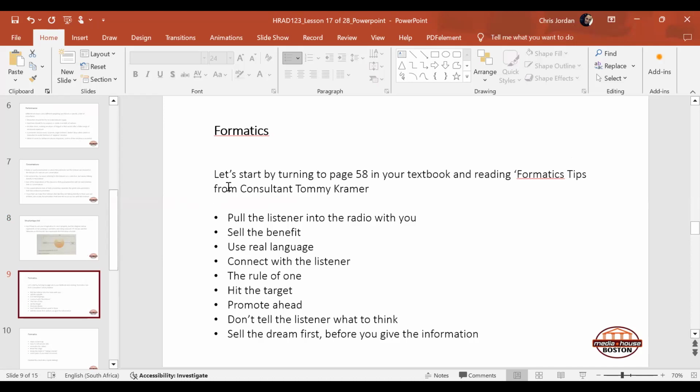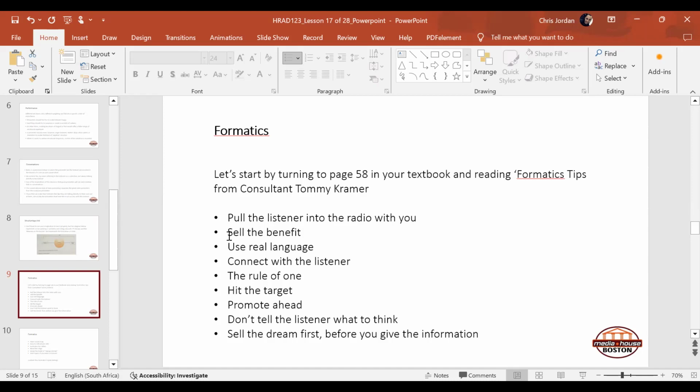So with formatics, let's start by turning to page 58 in your textbook and reading formatting tips from consultant Tony Kramer. Tony Kramer says a couple of formatics, like pull the listener into the radio with you. We have discussed and understand: create an immersive experience for them. Engaging, interactive, and also that theater of the mind, that imagination, really giving them a reason to be captivated, caught up in it.